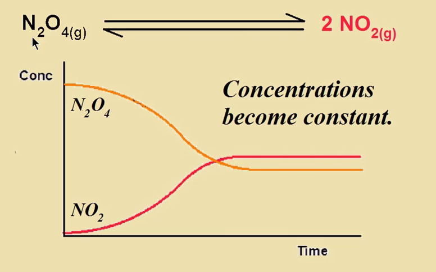So we start off with some amount of dinitrogen tetroxide, and as it reacts, we start to use it up so its concentration decreases. We're producing the nitrogen dioxide, so its concentration is increasing. We can see that after time, the concentration of the nitrogen dioxide and the dinitrogen tetroxide eventually levels out and becomes constant. Now, why is this?